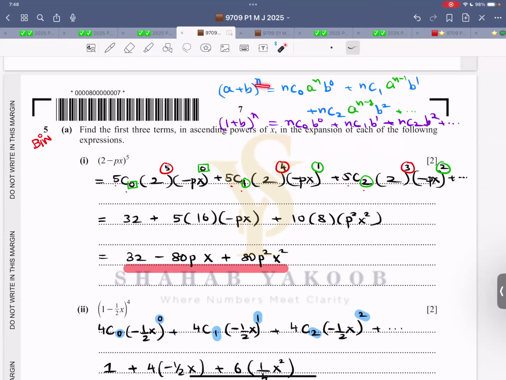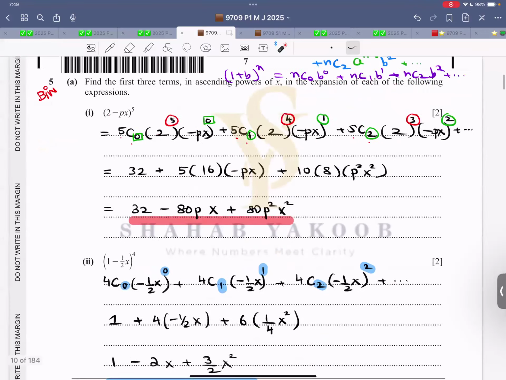And in P1, we are dealing with a positive integer power and nothing else. (a + b)^n = nC0 a^n b^0 + nC1 a^(n-1) b^1 and so on. The power of b is on the rise, the power of a is on the decline. A special case, what if the first term is 1? That is this thing. This is the first expansion, 5C0. And this is (-px)^0, 2^5, 5C1, and so on.